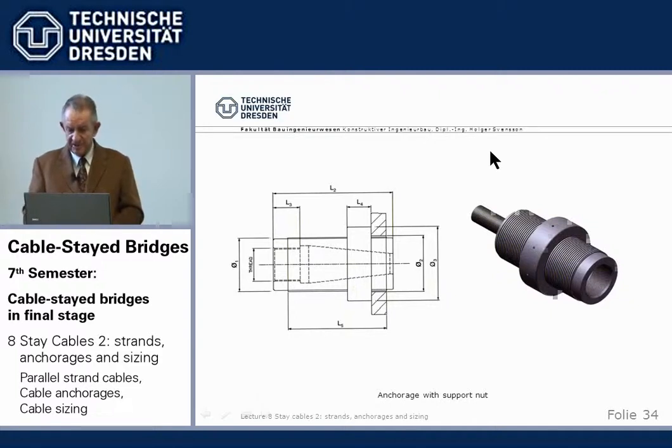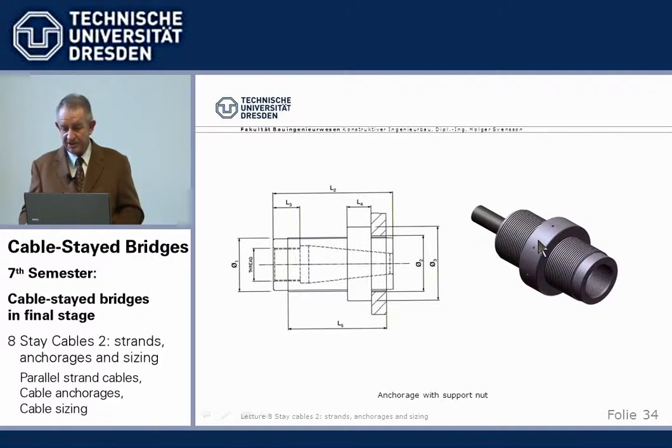Another possibility is to use cylindrical anchor heads with an outside thread onto which we can screw a support nut. And then we have the system here. We have the stay cable. That's where the cable is. And we have the pressure plate. And that's the anchor head which came through here. And then we have this support nut screwed on, and it rests then on the base of the support nut.